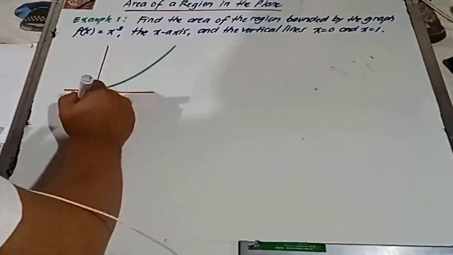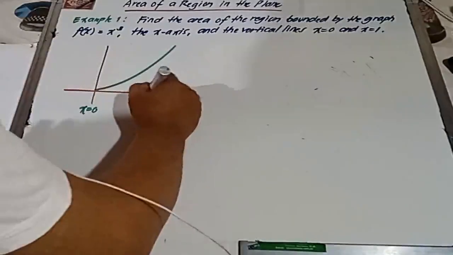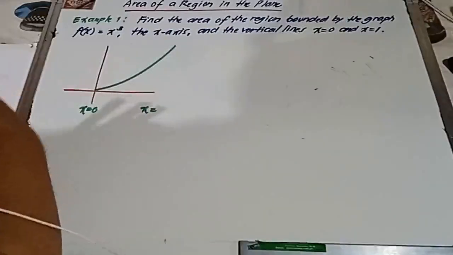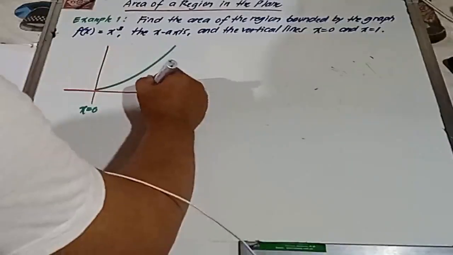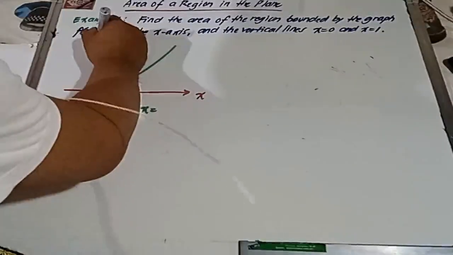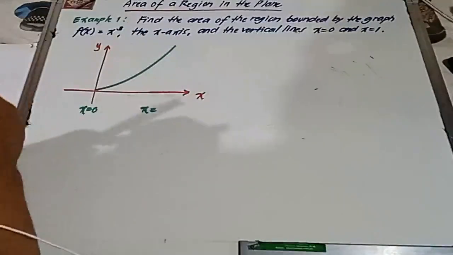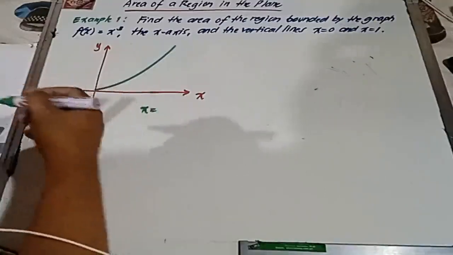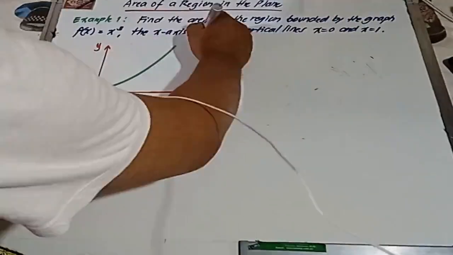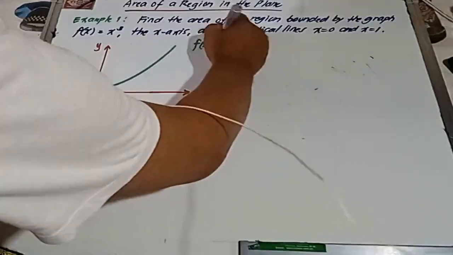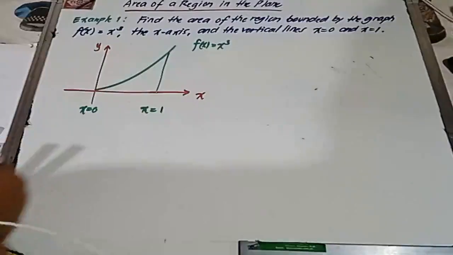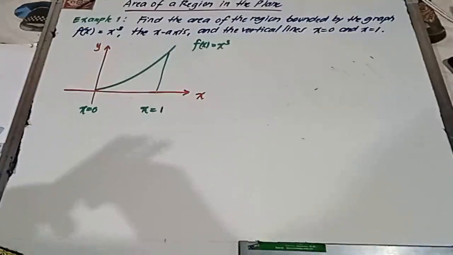Okay. So, ito yung x equals 0. And sabihin natin, lakihan natin, this is x equals 1. Okay? So, ito yung x-axis. Ito yung y. Ito yung origin. So, kailangan natin yung x equals 0 to 1, yung boundary, at saka yung function f of x. So, ito. Okay? Yan yung area na region na hahanapin natin.